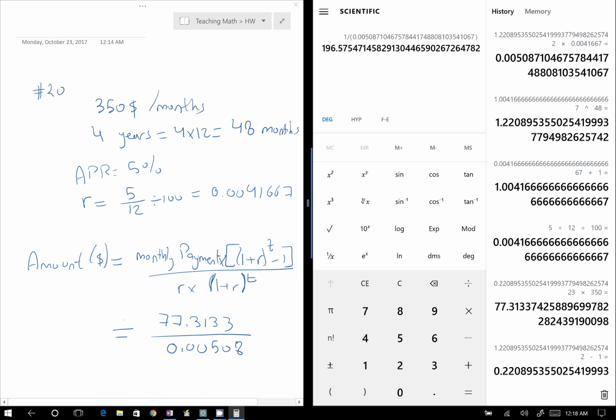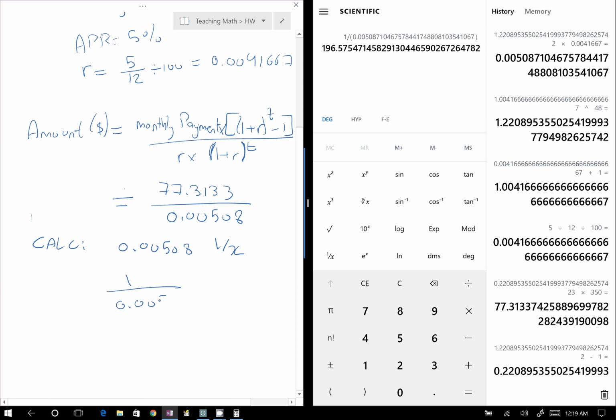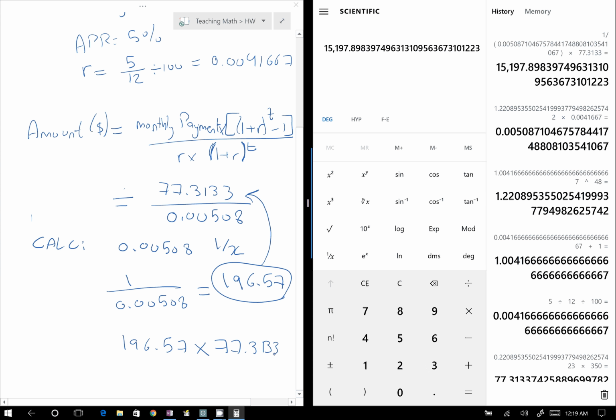1 over answer is like dividing by this guy. So what I'm doing when I do 1 over x on the calculator, I had a number, 0.00508, and then I pressed 1 over x. What it does is that it calculates 1 over 0.00508, and that was my number, which is 196.57. So what I need to do, multiply 196.57 by 77.3133. If you didn't understand what I did, don't worry about it. Just take this, divide by this.